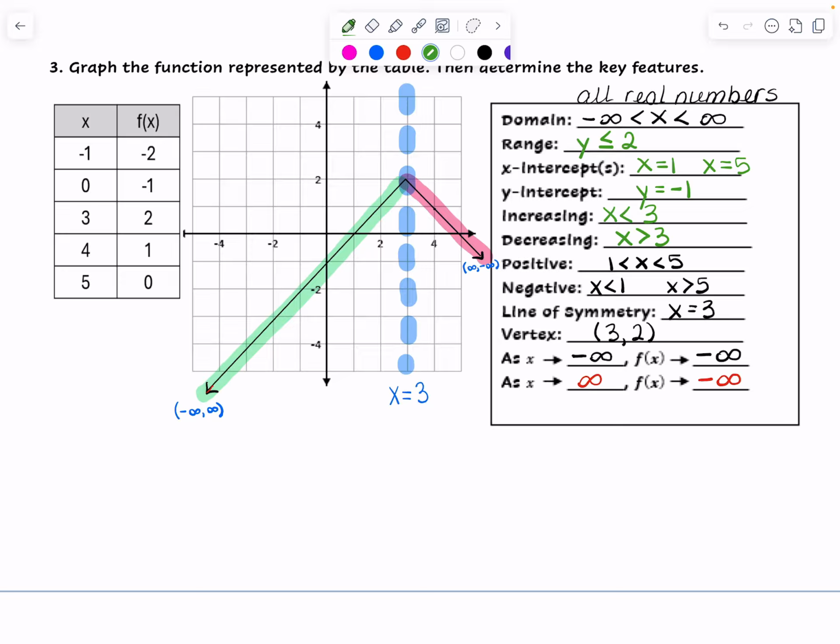So if that's x equals 3, to the left of it, these numbers must be smaller than 3. And to the right of it, these numbers must be bigger than 3. So left of that blue imaginary line, that's the increasing portion. So it's increasing when x is less than 3. And it's decreasing when x is greater than 3. Okay? All right, so now let me erase some stuff that I have here. So that's it for the increasing and decreasing part.